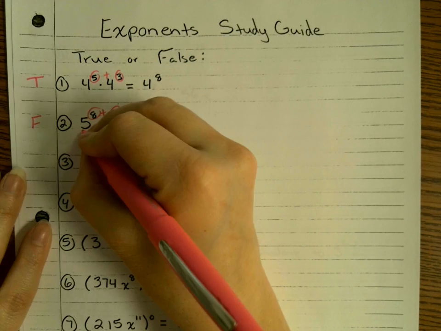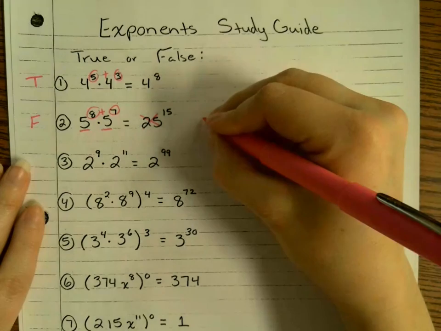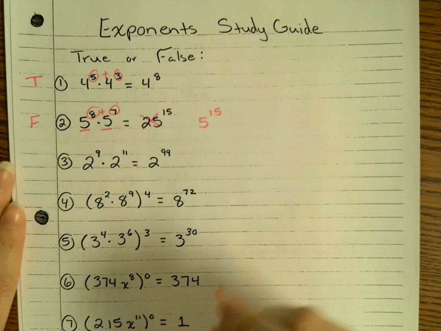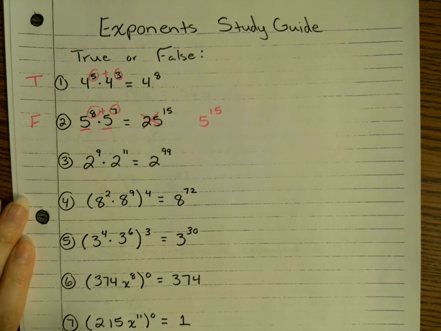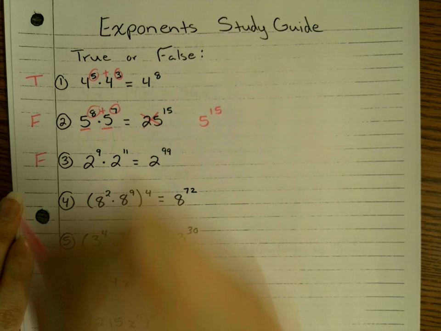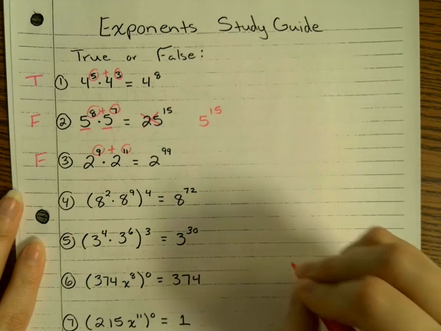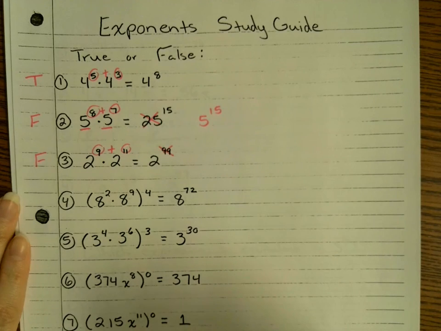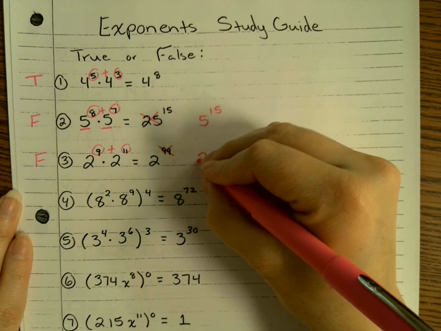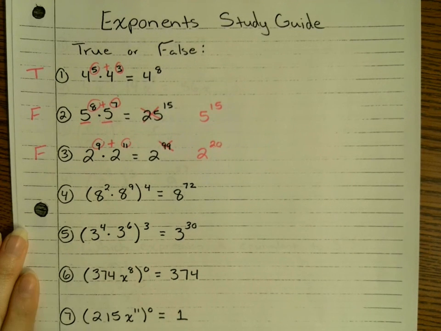to keep the base. That base is not supposed to be 25. It should be 5 to the 15th power. So this is a false statement because they have the wrong base written. For number 3, this is also a false statement because you are supposed to add the exponents, not multiply them. So they have the wrong exponent. It should have been 2 to the 20th power, not 2 to the 99th power.